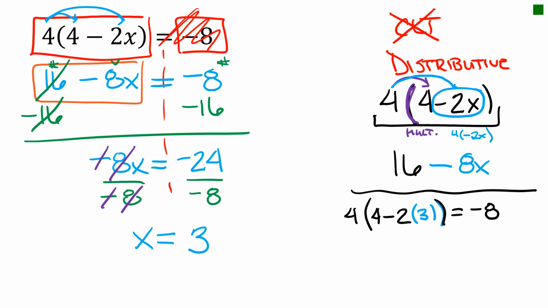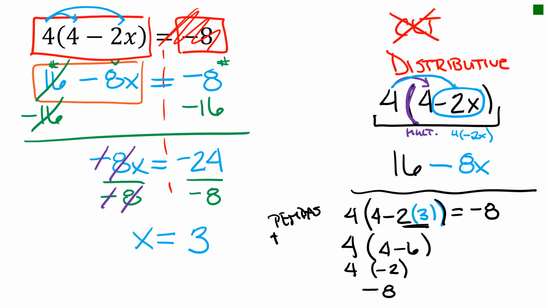Now, do you remember your dear Aunt Sally? Please excuse my dear Aunt Sally. That P stands for do the parentheses first. So inside the parentheses, I have 4 minus 2 times 3. Got to do that first. So that's 4 minus 6. Inside the parentheses, 4 minus 6 is negative 2. 4 times negative 2 is negative 8. That's what I want. Happy check.